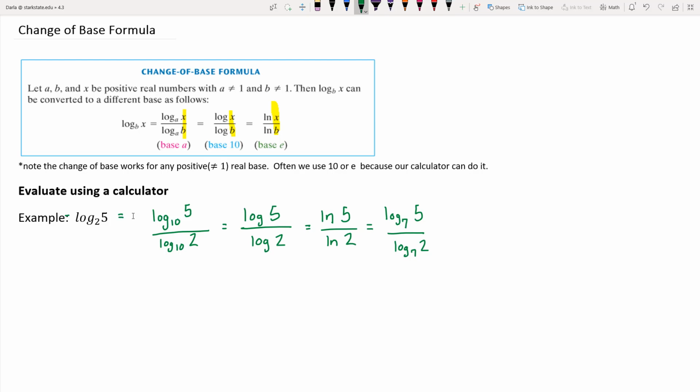So again, typically I would use either the common log, so base 10, or the natural log, base e, because my calculator usually just straight up does one of those two. And then if you do that and you type that in your calculator, you would get approximately 2.32. And so pulling it to base 7 probably wasn't useful, but just so you know, you could, and it would be equivalent.